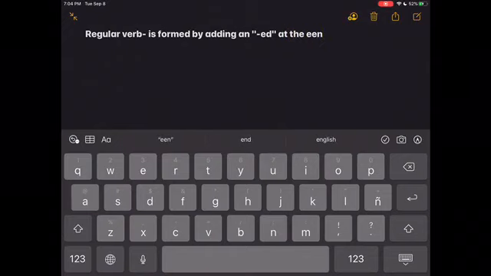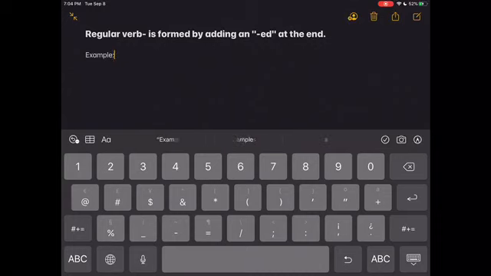Basically, a regular verb, to make it easier for you, is when you have it in the past tense. Okay, so that's why it's going to have ed added at the end. That should be a regular verb. Okay, I'm going to give you here some examples.